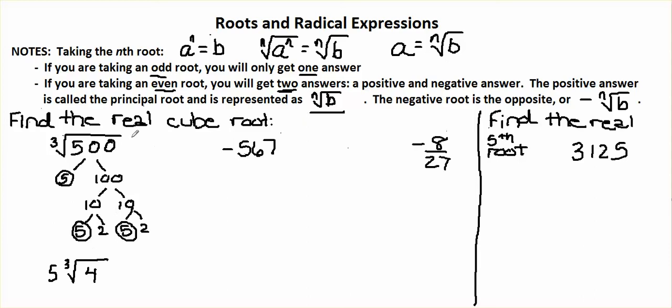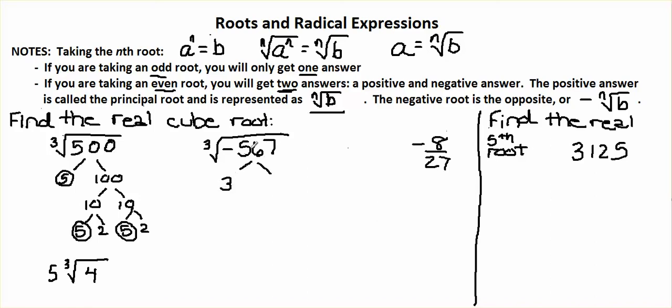Now let's take a look at how we would take the cube root of a negative number. The first thing we're going to do is put our cube root symbol over. But instead of factoring a negative 567, I'm going to say build your factor tree using your positive number. So what goes into 567? I know that 3 goes into 567.